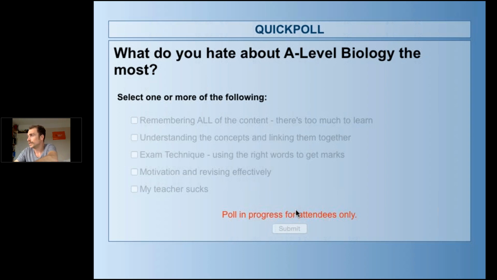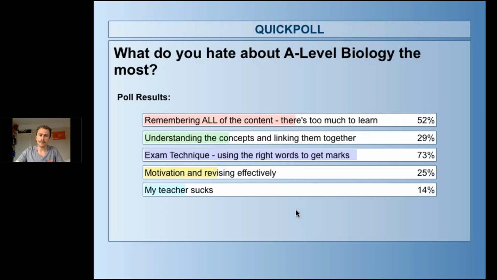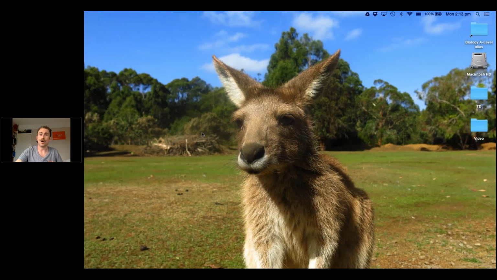Okay, and most of you have voted. Let's close the poll and share the results. So, remembering all the content, there is a huge amount in A-level biology. Most common, 73%, exam technique, using the right words to get marks on the exam. Okay, so I'm going to be tackling both of those in some detail. Understanding the concepts, linking them together, a third of you, motivation, revising effectively, and some of you, I mean, standard bell-shaped curve, standard distribution. Sometimes you're going to have awesome teachers, sometimes you are not.